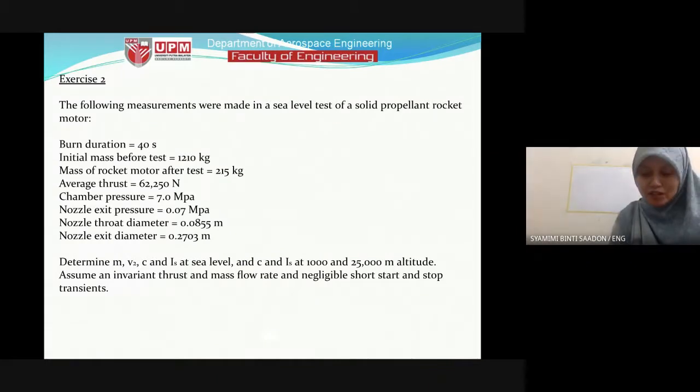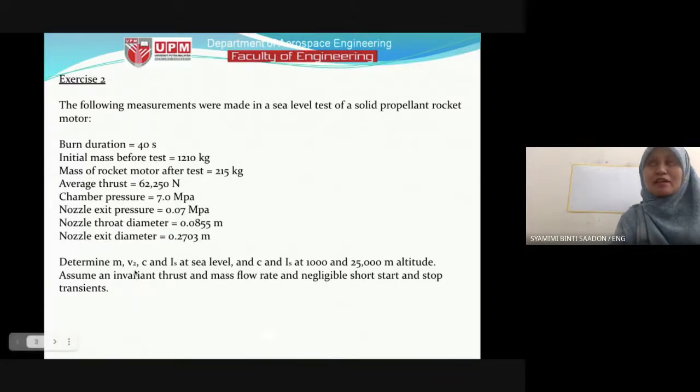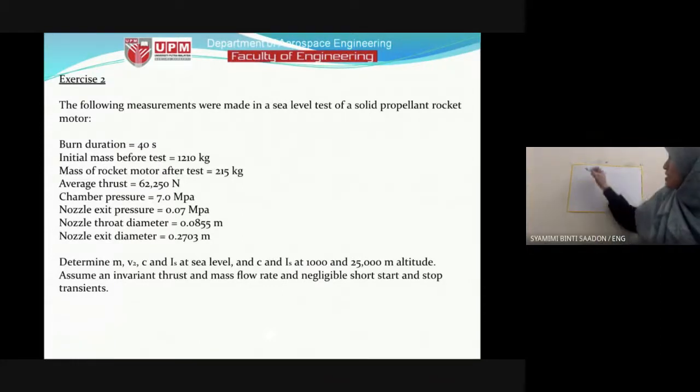Okay, so we have this problem. The following measurements are at sea level for a solid propellant rocket. So we have those parameters. First, M is the mass of the rocket body, so initial minus the final. Determine the mass of the rocket. So M is the initial minus Mf.